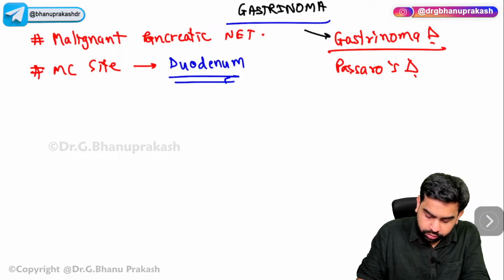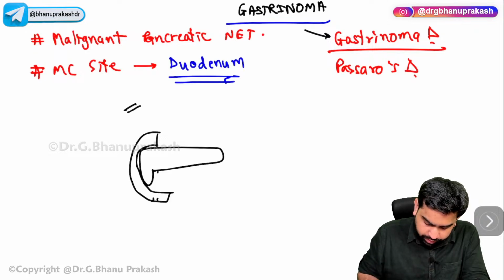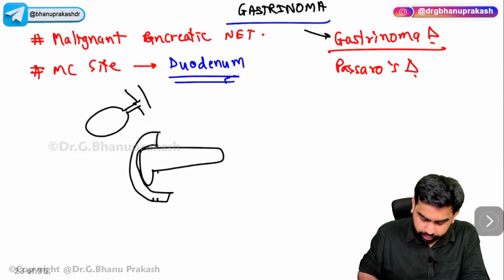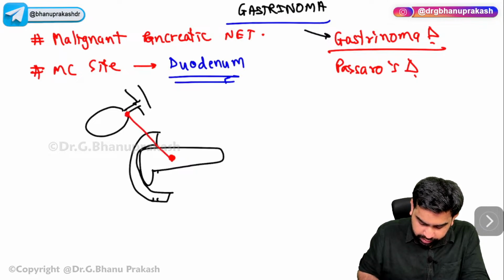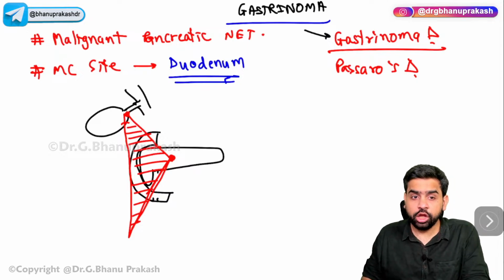Now what are the boundaries of this particular triangle? Let's say this is the pancreas, this is the head and the body of the pancreas, then we have the second and the third part of the duodenum, and then we have the cystic duct and the gallbladder junction. One point is between the head and the body of the pancreas, the other point is between the cystic duct and the gallbladder, and the third point is between the second and the third part of the duodenum. These are the 3 points which you join, and this is your Gastrinoma triangle or Passaro's triangle.